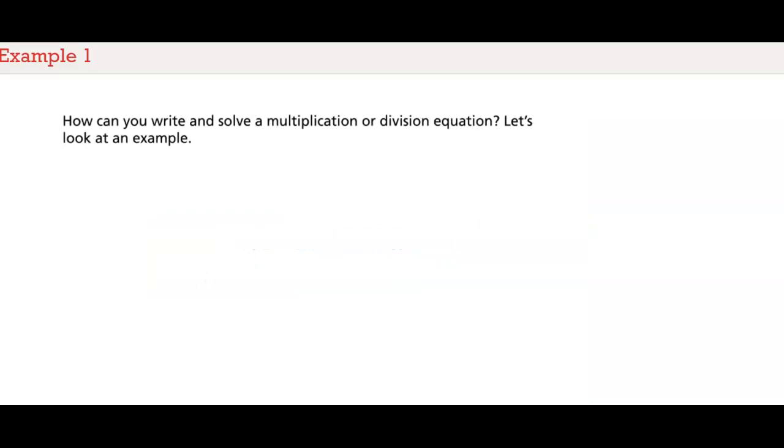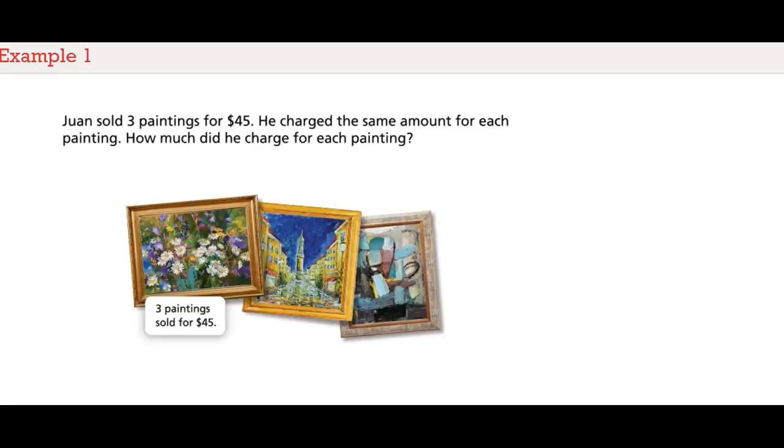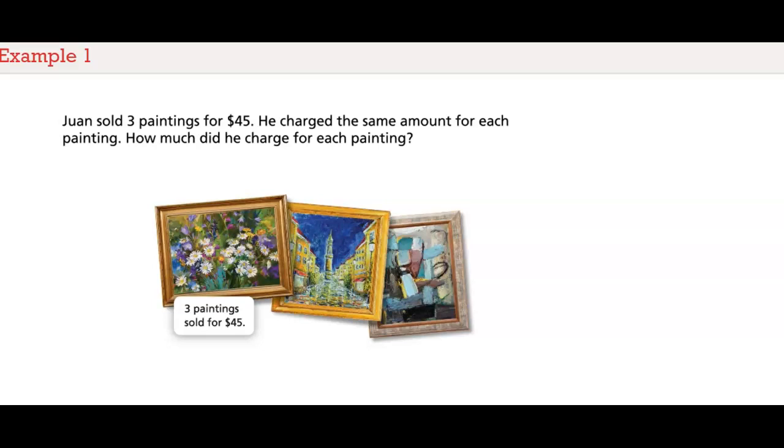How can you write and solve a multiplication or division equation? Let's look at an example. Juan sold 3 paintings for $45. He charged the same amount for each painting. How much did he charge for each painting?